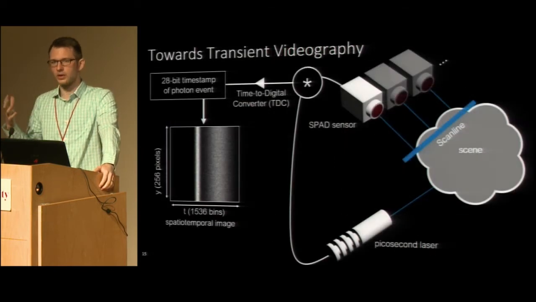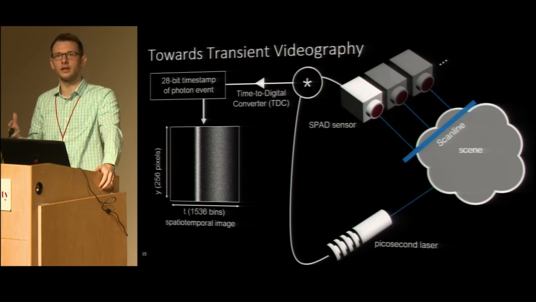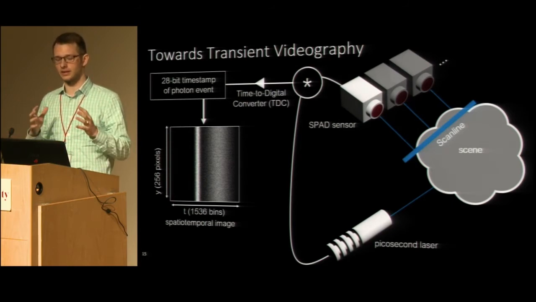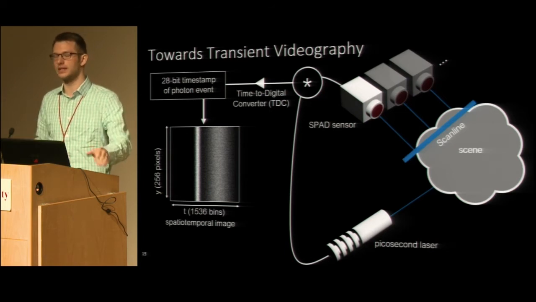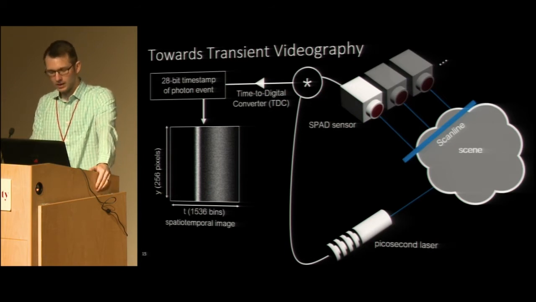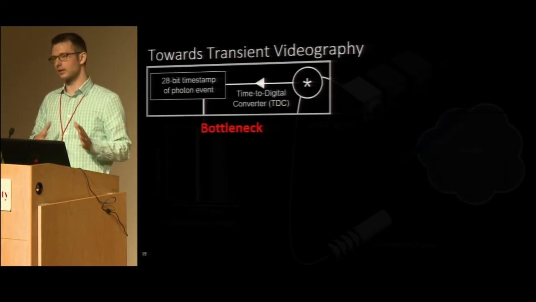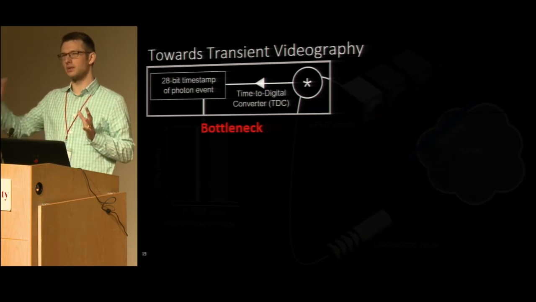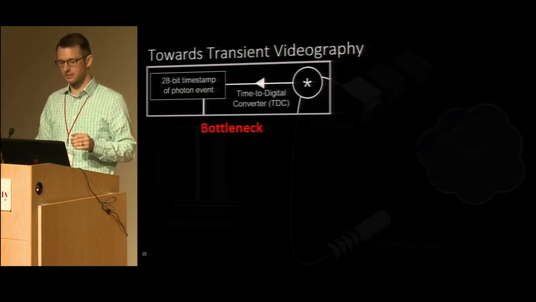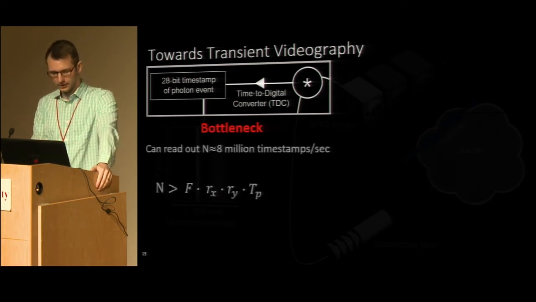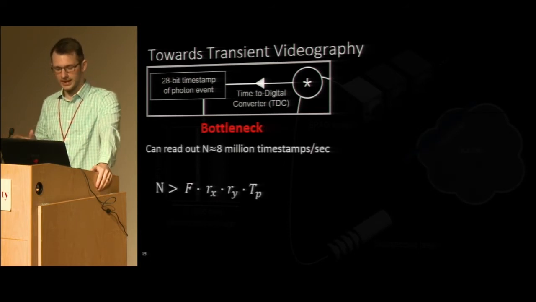And so as we look towards transient videography using these SPAD-based systems, where do we encounter bottlenecks, and what are the difficulties as we try to increase the acquisition speed? It turns out that the bottleneck is right here in the timestamping mechanism. There's a limited number of timestamps that we can actually read out from the system every second or in a given time interval. And for us, that turns out to be about 8 million timestamps every second.